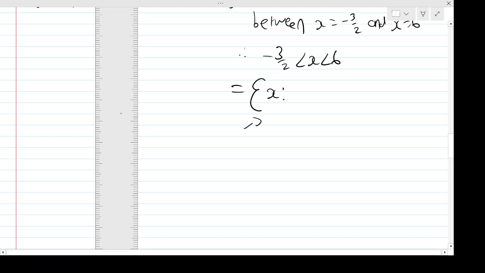So the set of values of x such that, and then we just put our inequality in. So the values of x such that minus 3 over 2 is less than x, less than 6. And then we close it with another bracket. And that's our set notation.